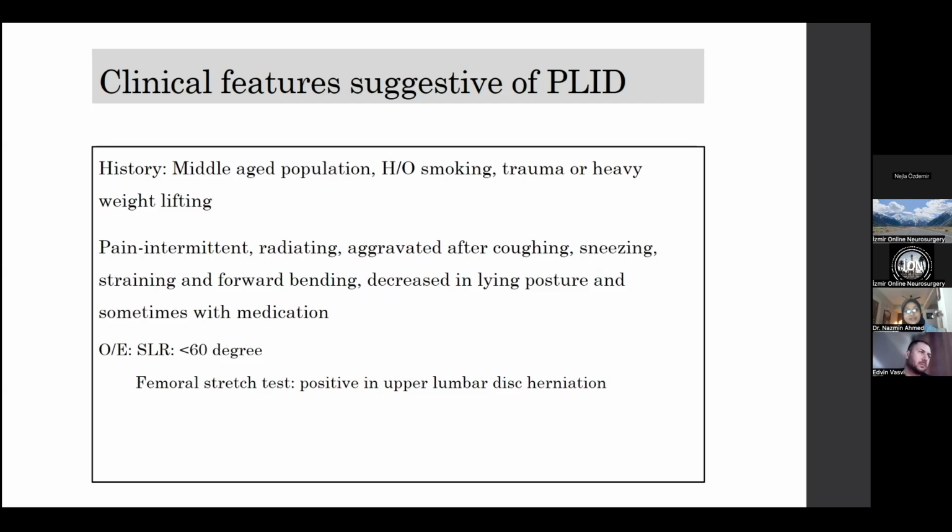From history, prolapsed lumbar intervertebral disc usually affects the middle-aged population. And from history, there may be a smoking history, trauma to the back, or heavy weightlifting.